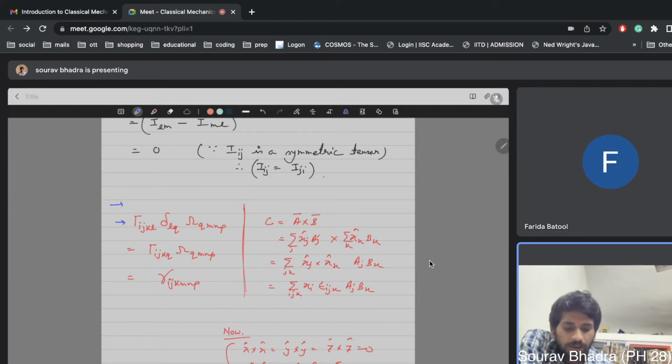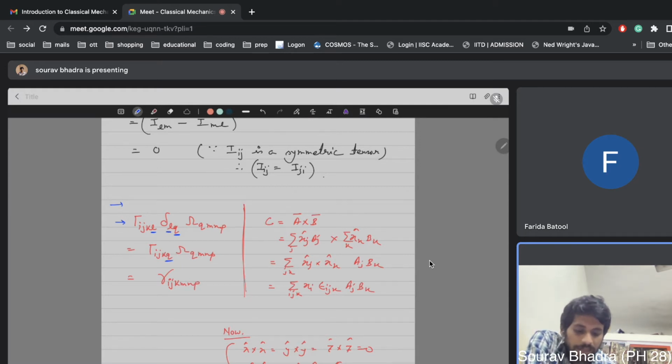Now as delta is the Kronecker delta function, it is non-zero only when L and Q are equal. Okay, that means you can replace this L in gamma ijkl with Q, because only for that this is non-zero. So we can eliminate the delta function and replace the L by the Q, which I have done in the next line, and the omega as it is I have written it.